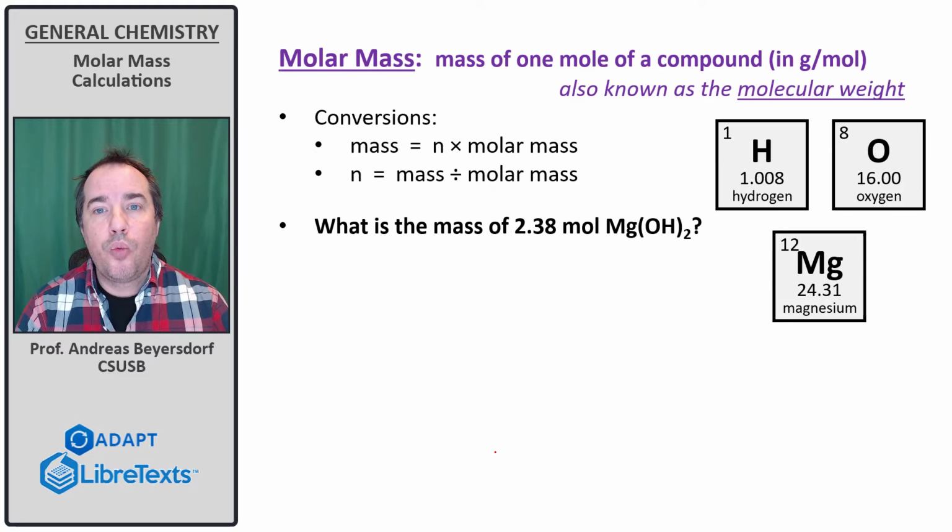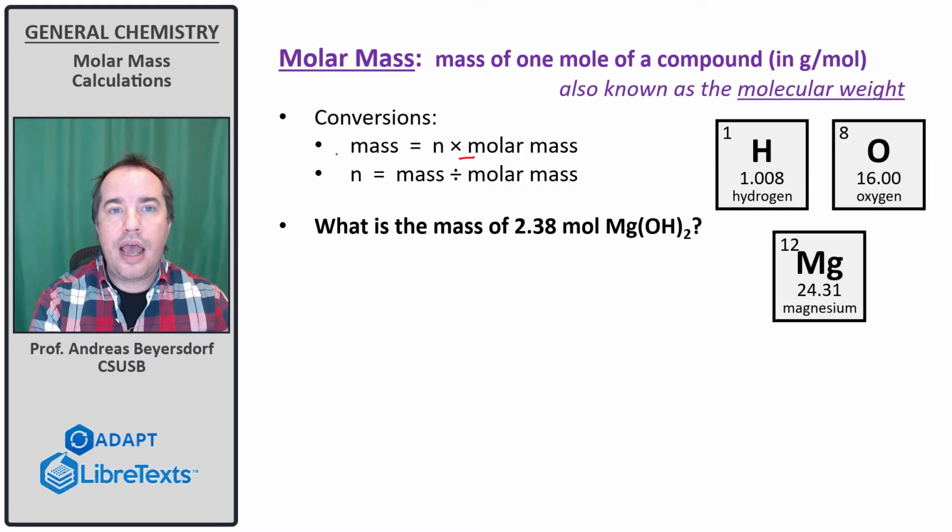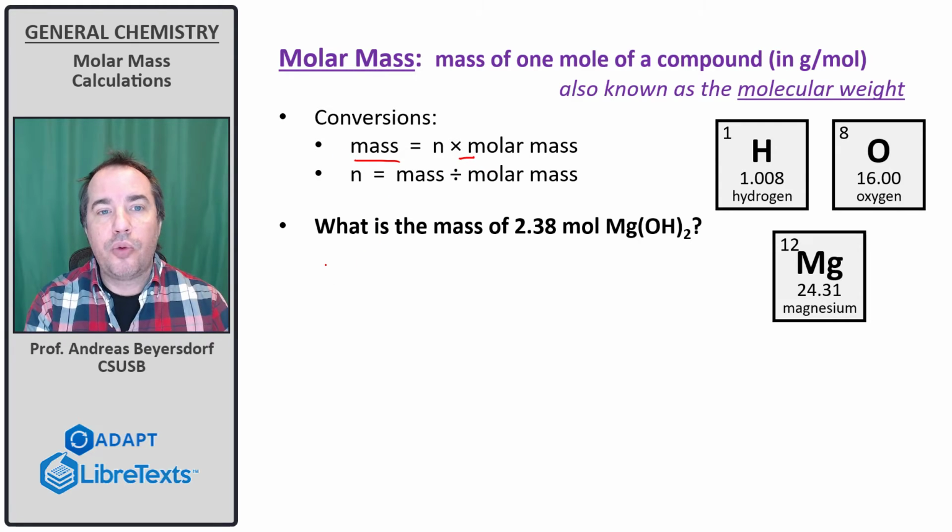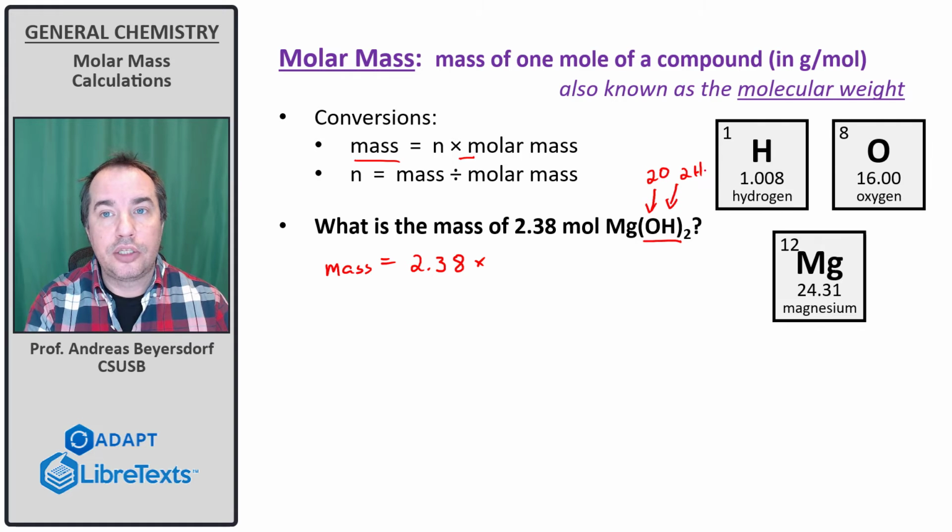So let's say we have 2.38 moles of magnesium hydroxide, Mg(OH)2, and we want to know its mass. So in this case, we have the number of moles, n, and we want to find the mass. So we need to take that the mass equals 2.38 times the molar mass. Well, how do we find the molar mass? Well, we look at the atomic masses, and notice this has parentheses. So that means that I have 2 oxygens and 2 hydrogens.